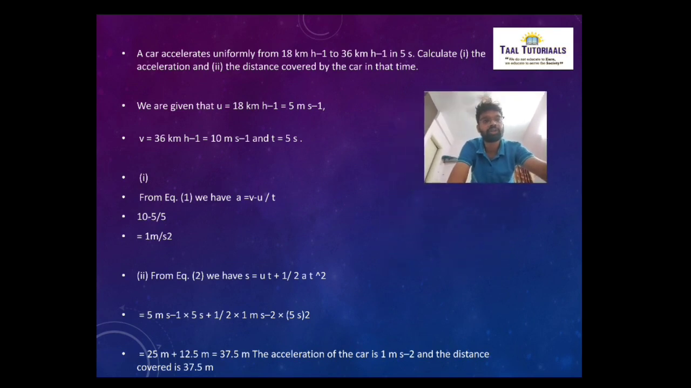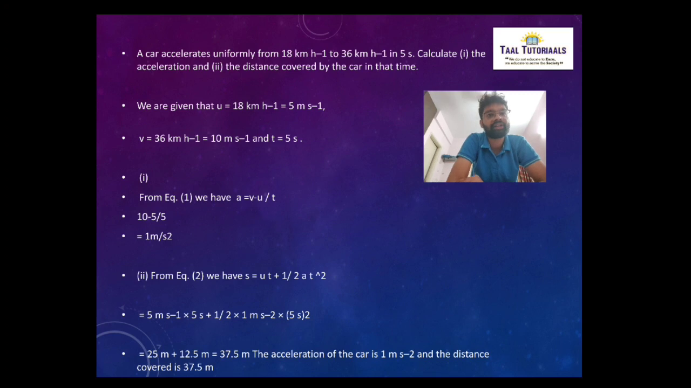The last question for this PPT is, a car accelerates uniformly from 18 km per hour to 36 km per hour in 5 seconds. First, we need to find the acceleration, and second, we need to find the distance covered by the car in that time.